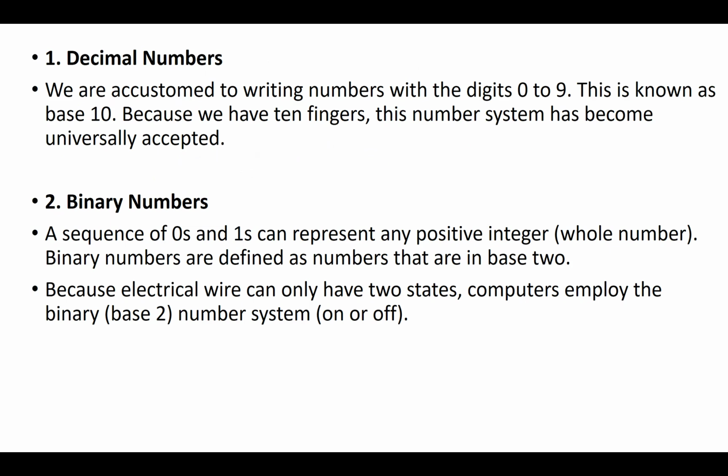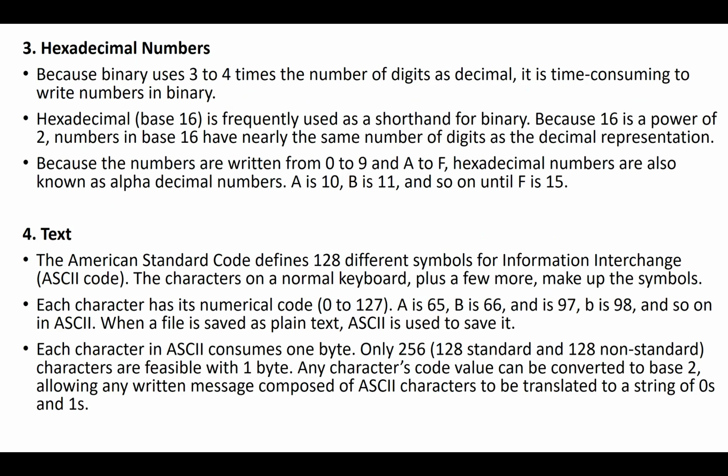And what is an example for this? If we take an electrical wire, it can have only two states. And if you take a computer, it has the binary number system, that is on or off, that is 0 and 1. The hexadecimal number system is frequently used as a shorthand for binary, because it is having a power of 2.